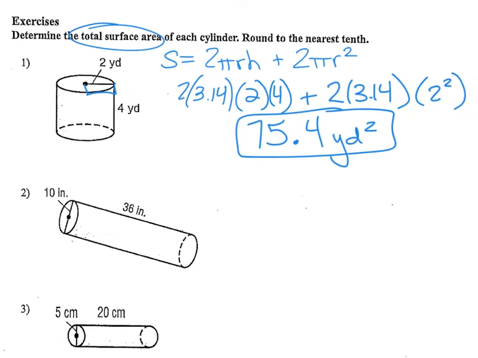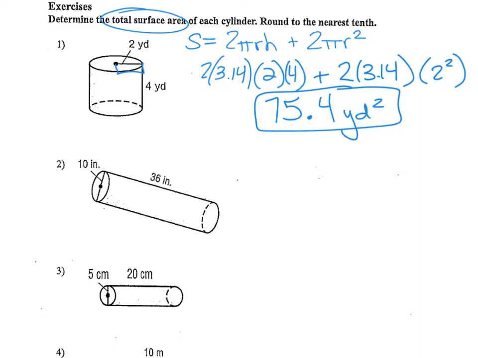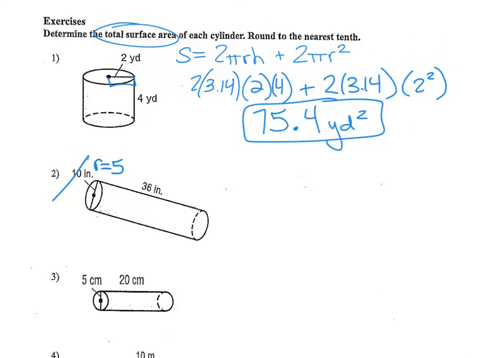How do you do this diameter? Okay, so number 2, if they gave us the diameter all the way across, how do we find the radius from the diameter? Divided by 2. So that's your diameter. We want the radius. So that would be 5. So same thing. Write your formula down so then you can plug each piece in.